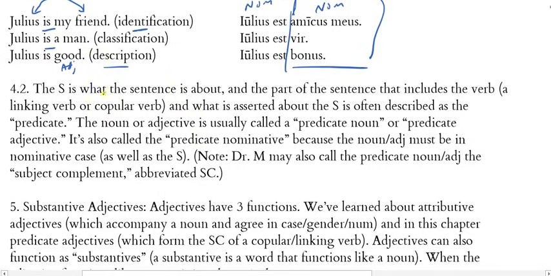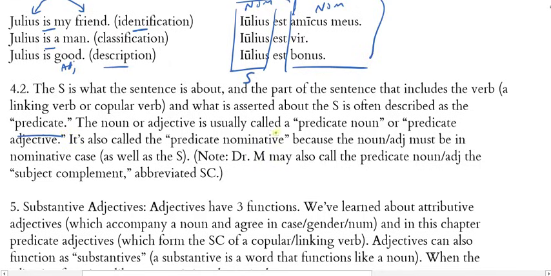Now, 4.2. The subject is what the sentence is about. And here, Julius is the subject of these sentences, right? So that's the subject. That's what the sentence is about. And the part of the sentence that includes the verb, and which will be a linking verb or a copular verb, such as sum or est, and then what is asserted about the subject, the noun or the adjective, is often described as the predicate. Okay, so we have the subject and we have the predicate.